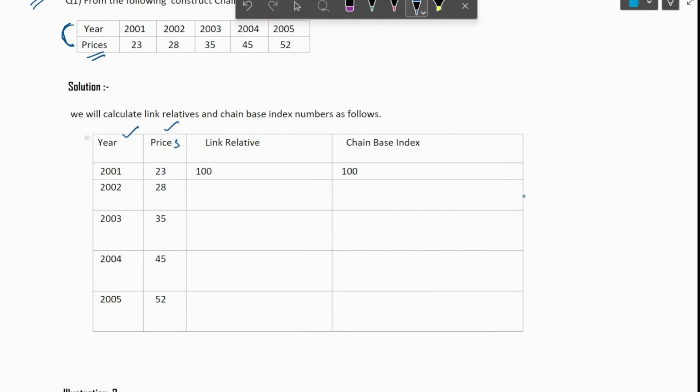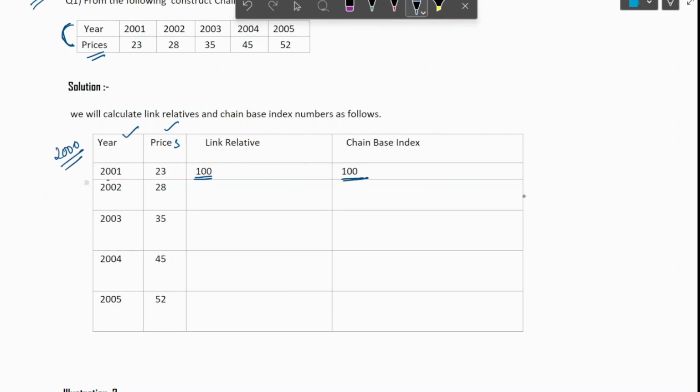Now see here, this is the 2001 price, that is 23. But before 2001 is 2000, and we don't know the price of that particular commodity in the year 2000 because the previous year is not given. That's why we are going to take 100 as the link relative and 100 as the chain-based index number.